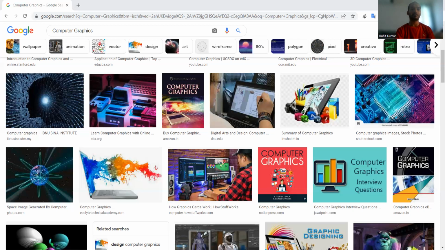Springer, Wiley, Taylor & Francis, IOP, Sage, Trans Tech, Multidisciplinary Digital Publishing Institute, means MDPI, Optical Society. Multiple publishers are there. Okay.